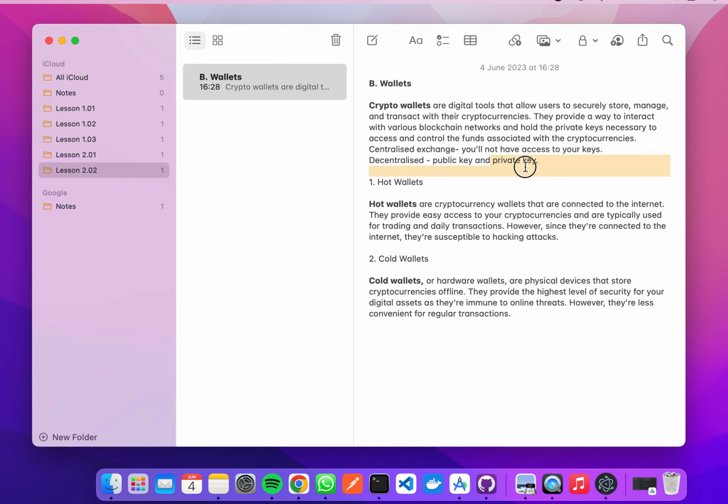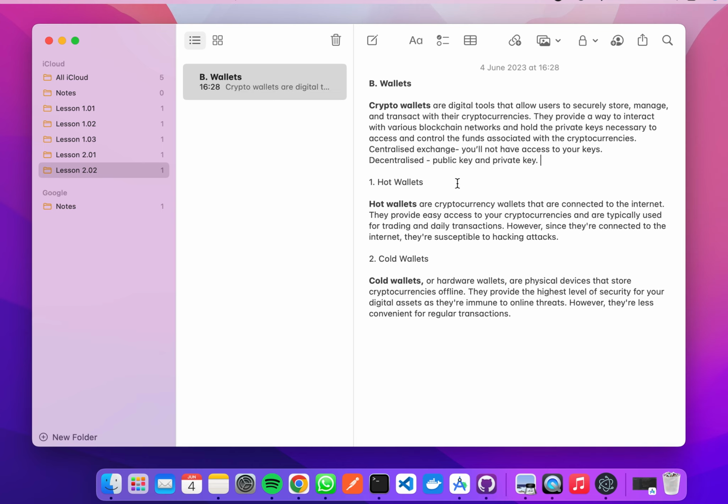But your private key is like the password to your wallet. So if you're using a decentralized exchange, never expose your private key, because with that, somebody might go and log in and transfer your money. And remember, it's immutable. So once you send the money, it cannot be reversed. Like we discussed in previous lessons, it is immutable. Once it is done, it is done.